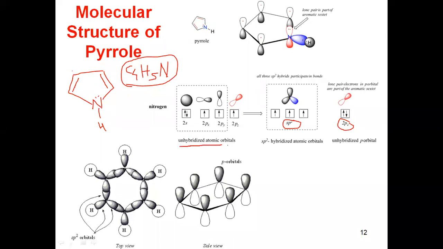Initially, in the unhybridized atomic orbitals, there is 2s with 2 electrons, and the others have unpaired electrons. But 1 electron moves from this to this, and it gives 3 unpaired electrons. The s and 2p atomic orbitals mix and recast and form the sp2 hybridized condition, and one 2p has the lone pair of electrons. So this is the electronic distribution of nitrogen in the pyrrole ring.